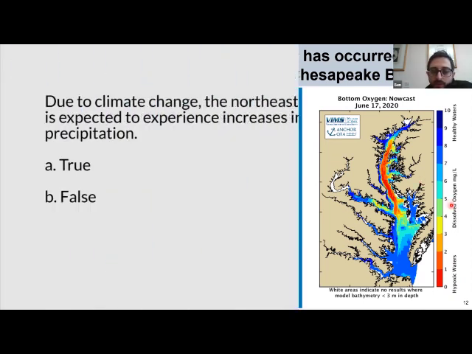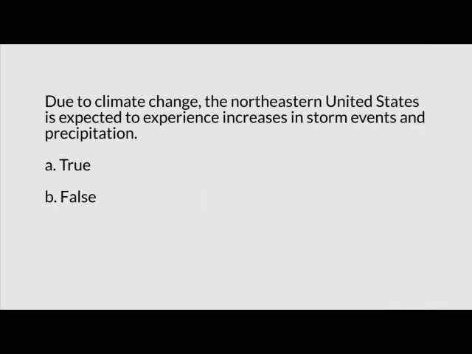All right, so second poll question. Due to climate change, the northeastern United States is expected to experience increases in storm events and precipitation. So true or false? All right, everybody got this one good. So yes, you are all familiar with climate change models apparently.